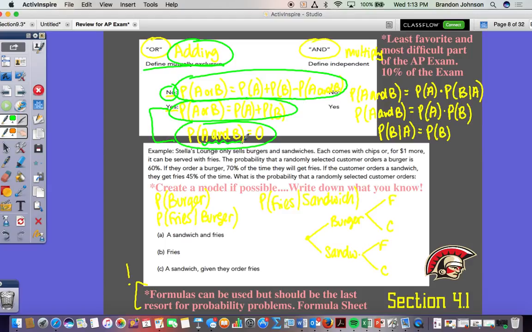But that would be the probability of A and B. So the intersection, where both of them occur, is 0 when it's mutually exclusive. Okay? Questions on that?